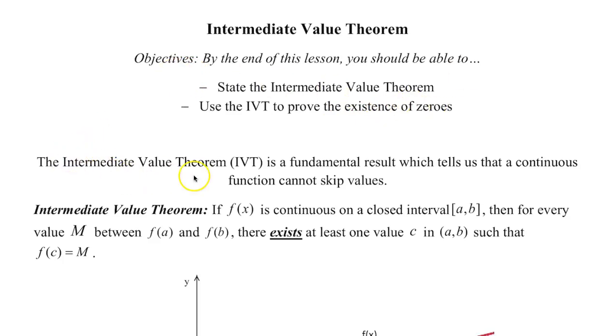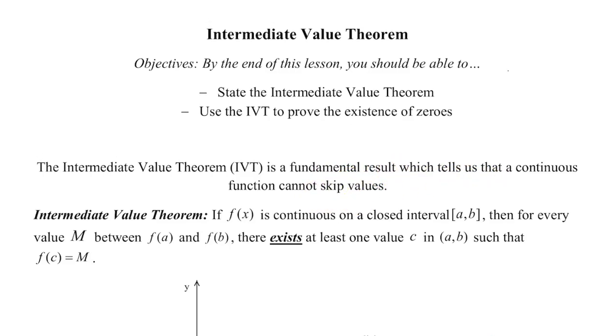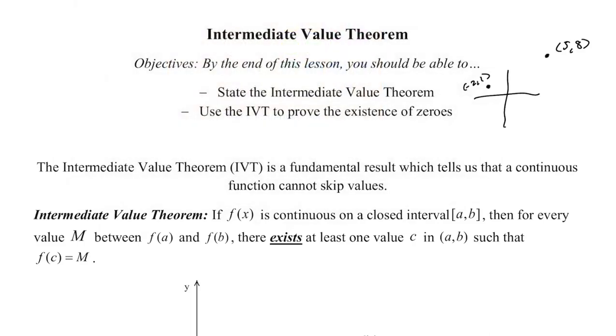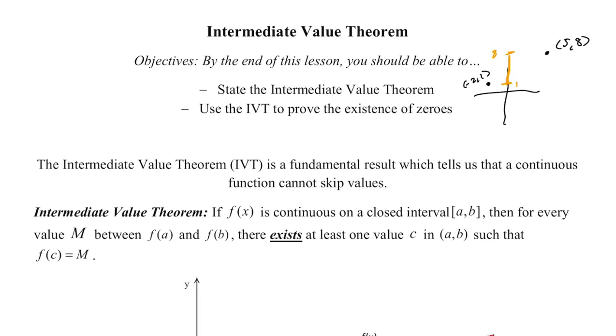In general, the intermediate value theorem is a fundamental result which tells us that a continuous function cannot skip values. This means if I have a continuous function and two points on it, let's say a point here, (-2, 1), and a point up here, (5, 8), the intermediate value theorem says that every value from 1 to 8 on the y must be taken. Which just means that if I try to connect the continuous function from this point to that point, I'm going to have to hit every point between the y values 1 and 8.